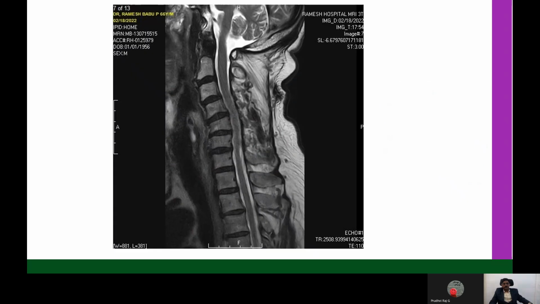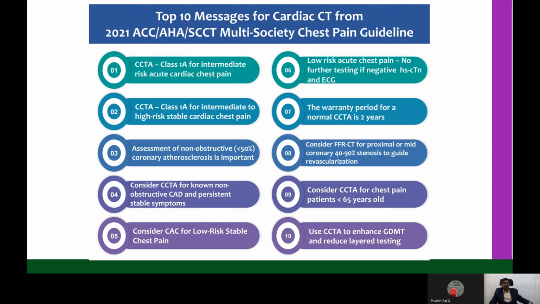And this is my back. So, cervical spondylosis developed over years of cath lab work.